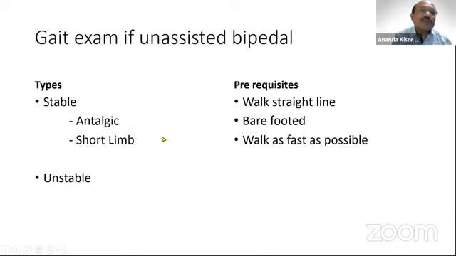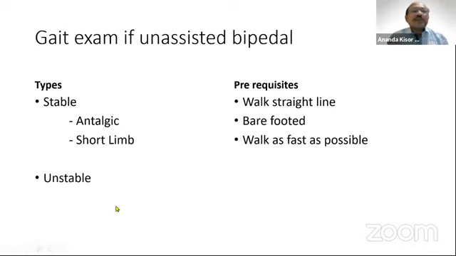Whereas in the short limb gait, it is a very stable gait, where the stance phase is absolute, it is 60%, and the swing phase is 40%. There is no painful facial expression, but there is some swaying of the shoulder only on the up and down, as it is not seen.